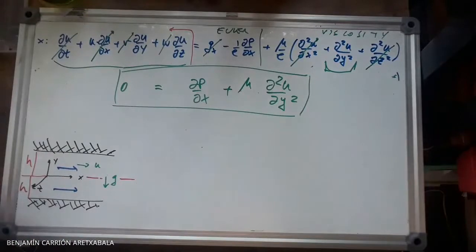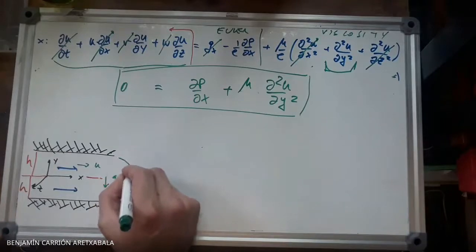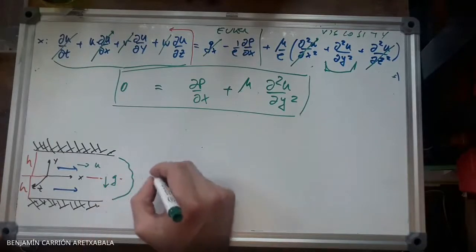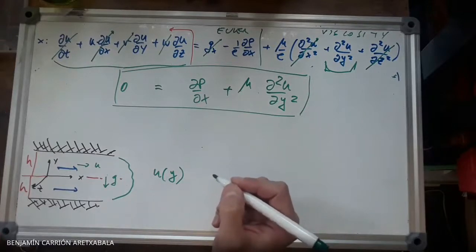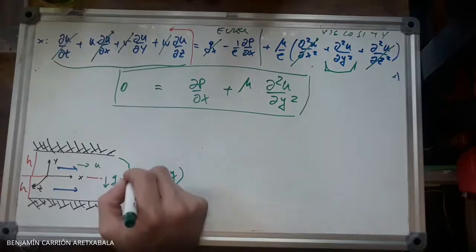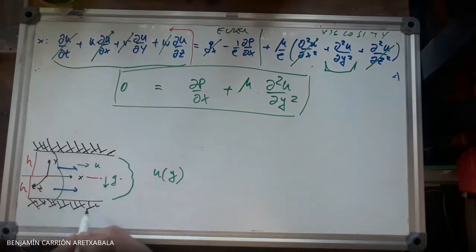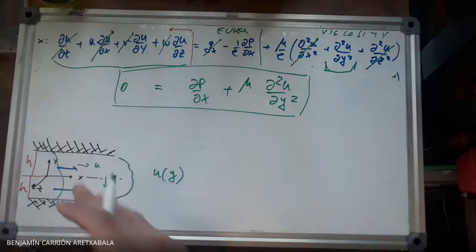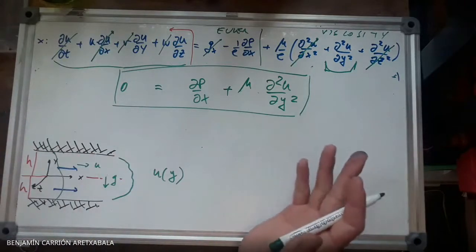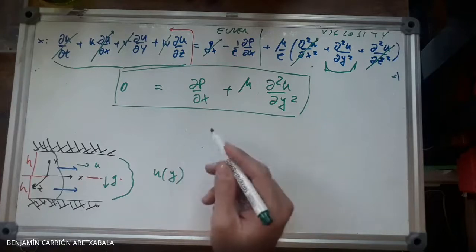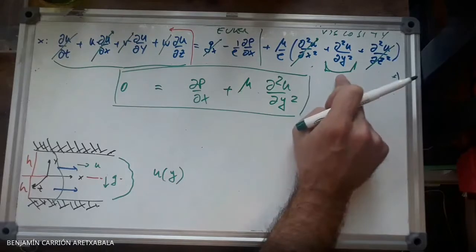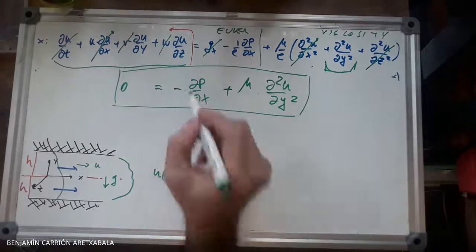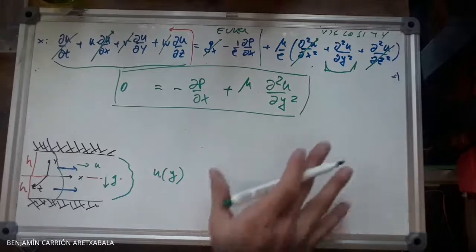But think of it like this. You know that you're going to have some sort of profile. So u depends on y only, right? And this profile is going to be the same here and the same here. It has to be the same. If it changes, you're going to have acceleration, and you can't have that. So it doesn't depend on x, on z, or on time. It only depends on y. Therefore, you can't just neglect it. I'm sorry, this is minus. Okay, so this is the equation.